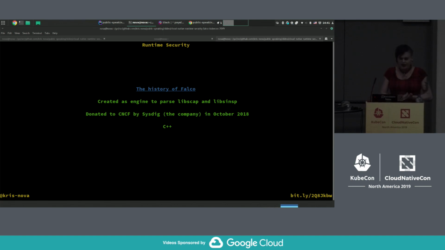OK. So the history of Falco. It was originally created as an engine to parse libscap and libsinsp. And when we say engine, basically what we mean is it is those two libraries wrapped up in a for loop and runs as a daemon with a signal handler. Very, very fancy, I know.